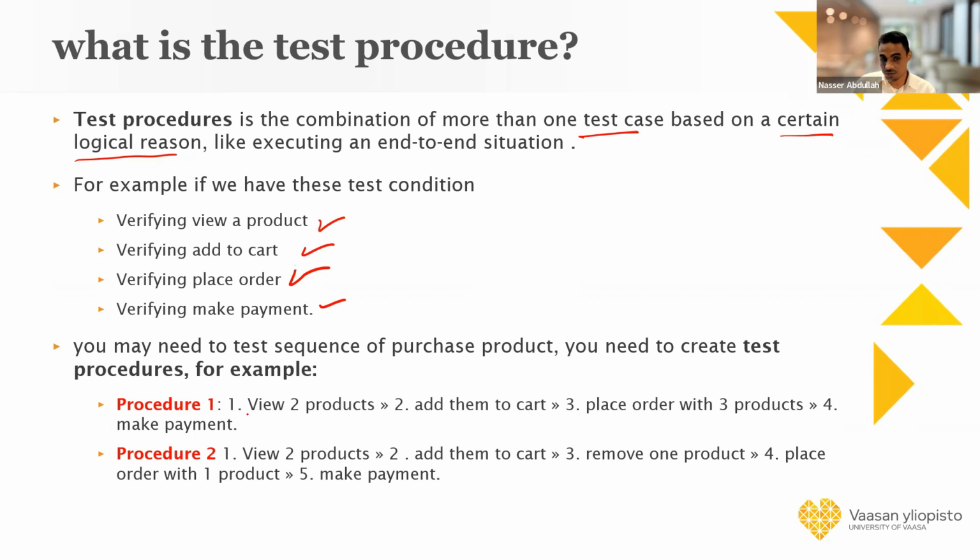Here is an example of a test procedure. In the first procedure, the user views two products, adds the two products to the cart, then places an order with the two products, and after that makes the payment. This is the first procedure. In the second procedure, for example, the user views two products, adds them to the cart, removes one product, then places an order with one product and makes the payment for that product.